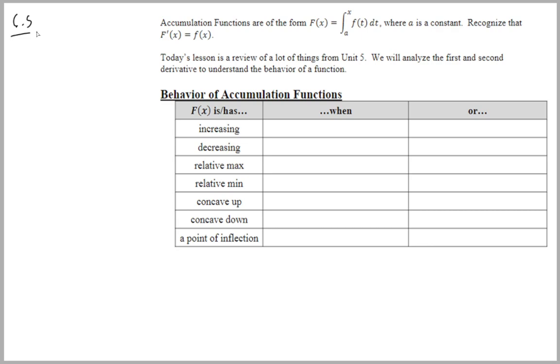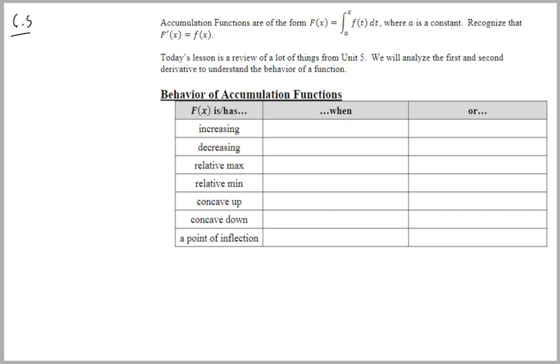Welcome to 6.5, interpreting the behavior of accumulation functions involving area. Today we're just going to be talking about interpreting the behavior of accumulation functions involving area and understanding how they work and their behaviors, and just seeing that all laid out so it's easier for us to understand.